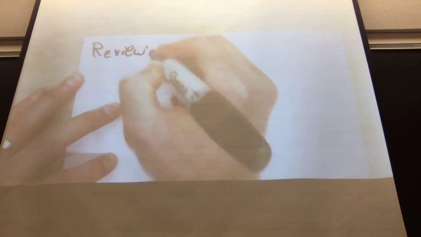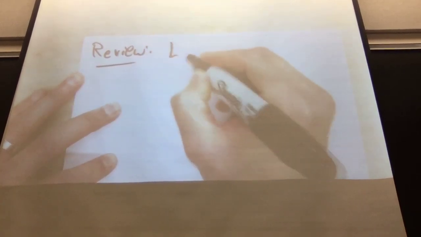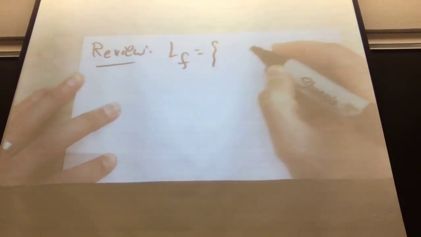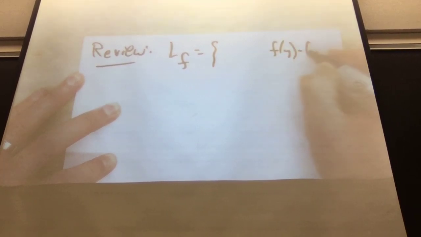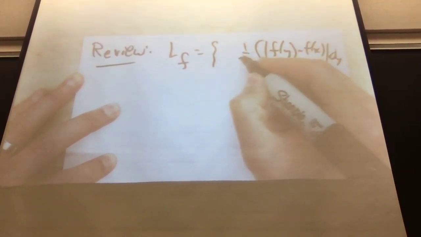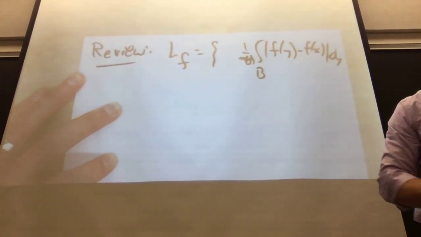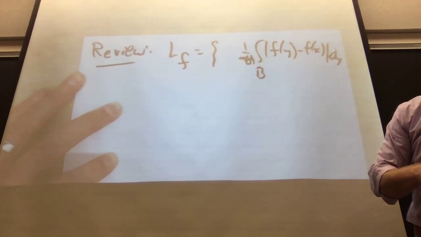So let's do a tiny second of review from last time. We were looking at the Lebesgue set of a function. These are the points where, if you look at |f(y) − f(x)| integrated over a ball dy, with x fixed, times 1 over the measure of the ball, the limit of this is 0, the lim sup of this.